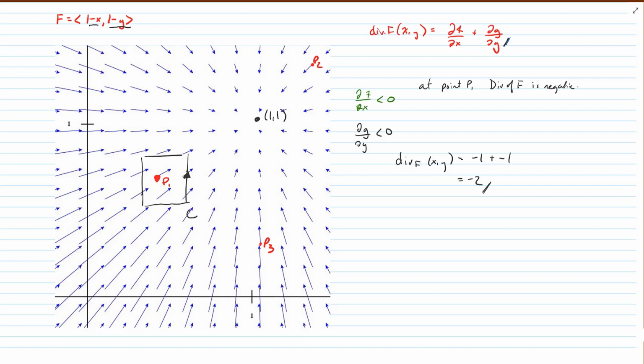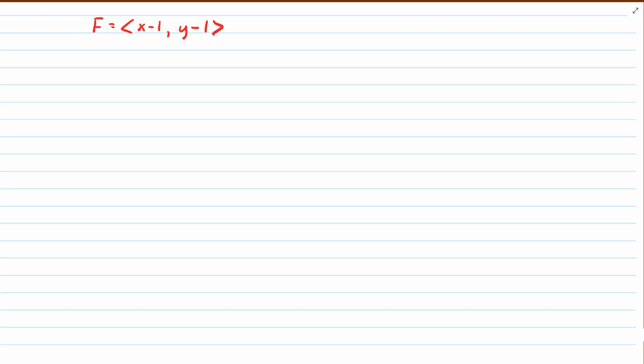Let's look at another example. So now I want to look at the vector field f is equal to, this is similar to the one before, x minus 1, comma y minus 1. Before I graph it, let's take a guess at what we should expect to see for the behavior of this vector field.